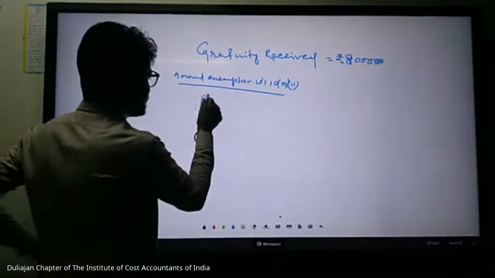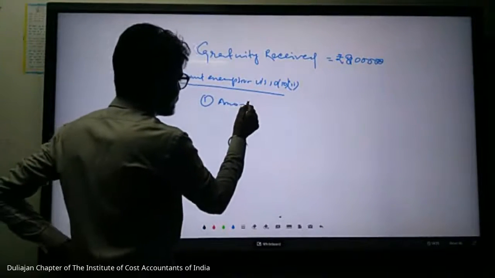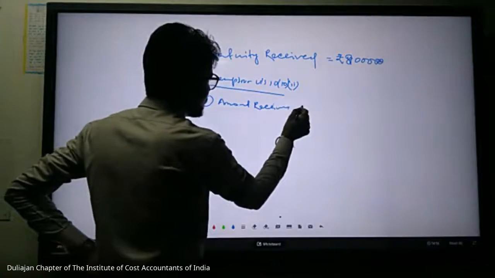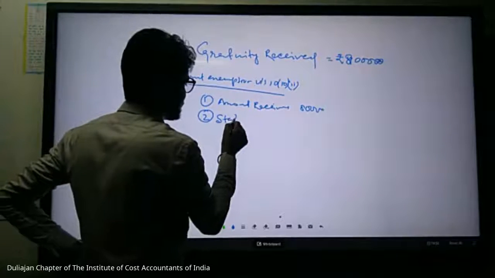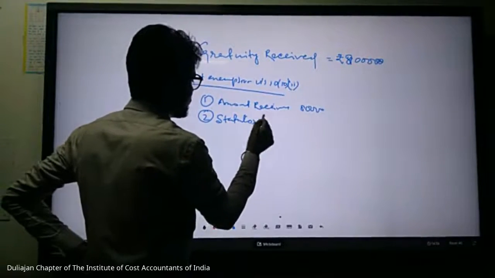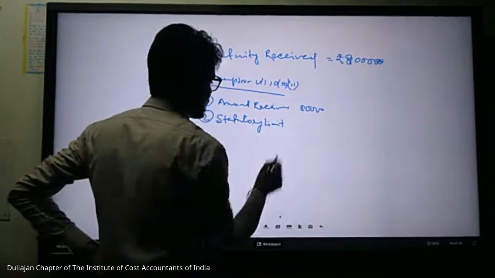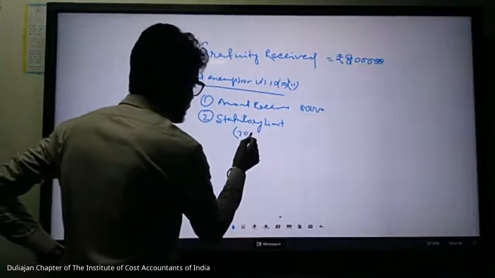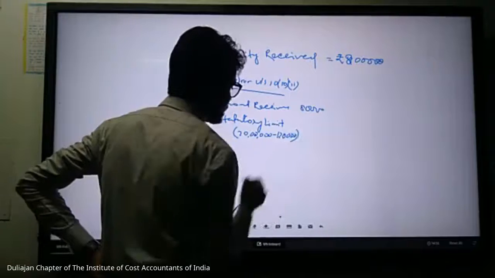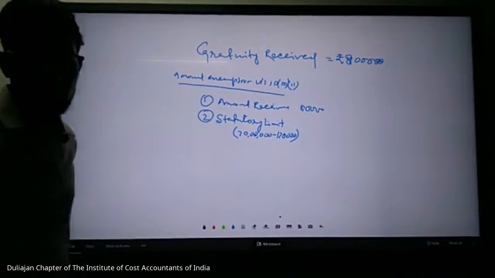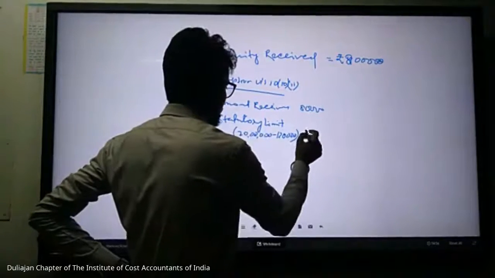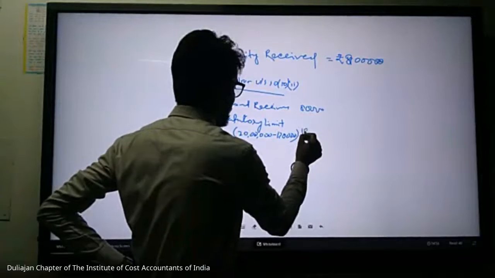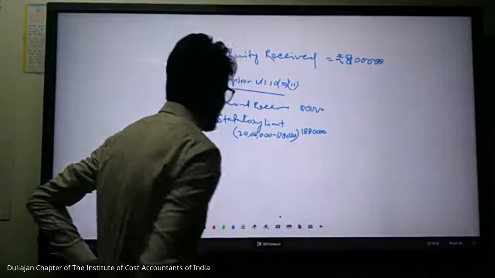So first is the amount received. Amount received was 8 lakhs. Then the statutory limit. You tell me the statutory limit. Statutory limit is 20 lakhs, right? 20 lakhs minus 1 lakh 20. Very nice. Why 1 lakh 20? Because the person had already availed 1,20,000 benefit. So it will be how much? 18 lakh 80,000.